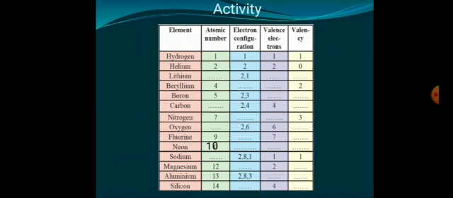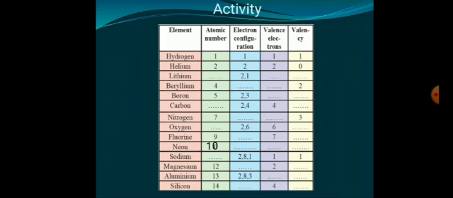Let us start from the element hydrogen. Hydrogen has atomic number 1, electronic configuration 1, means K shell contains only one electron. The electron which is present in its outermost orbit is called valence electron. So here only one valence electron is there, and the valency of hydrogen is 1.